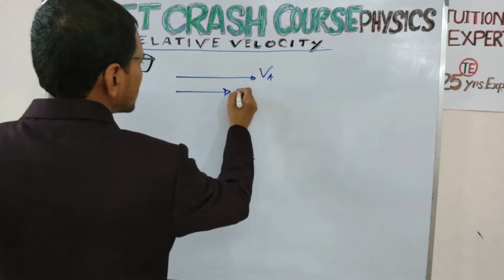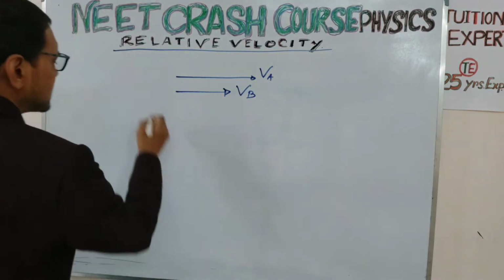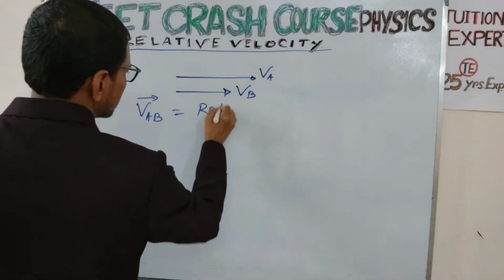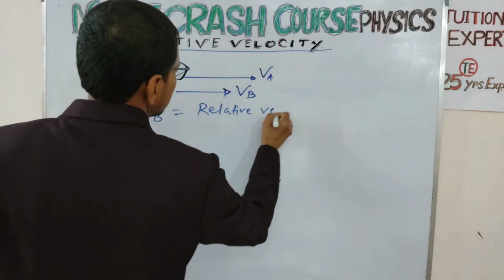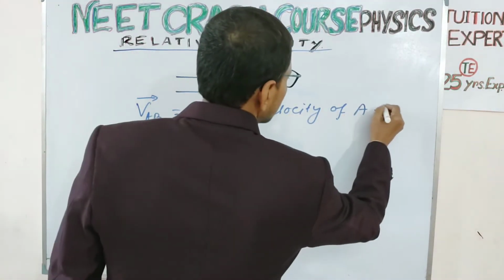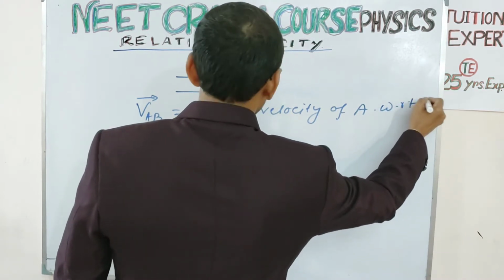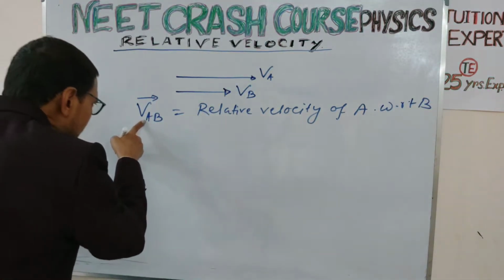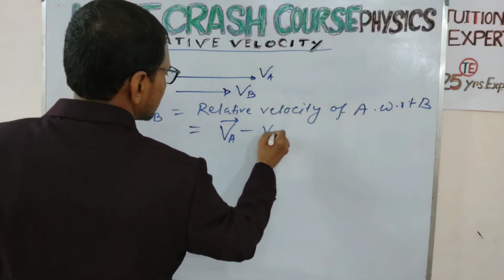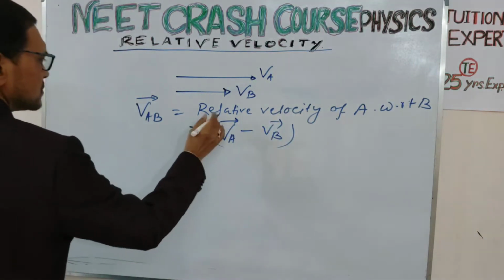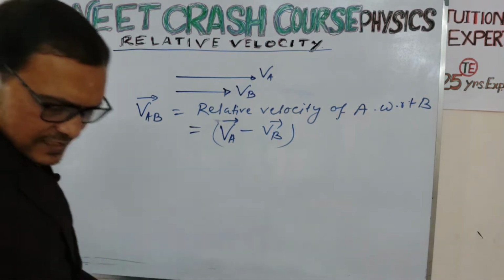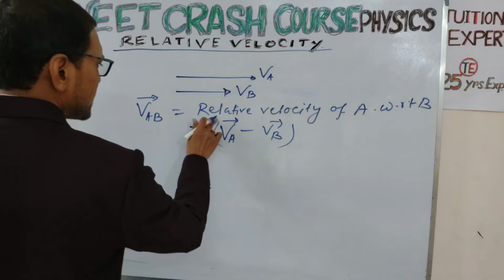Suppose two bodies move with velocities VA and VB along the same direction. Now what is VAB? VAB means the relative velocity of A with respect to B. VAB means the velocity of A with respect to B. So the simple definition is VA minus VB. First we have to memorize and learn this definition strictly. Now VAB equals VA minus VB.